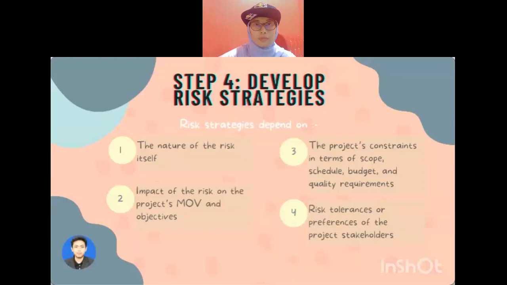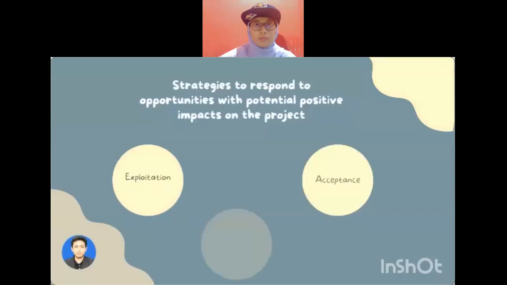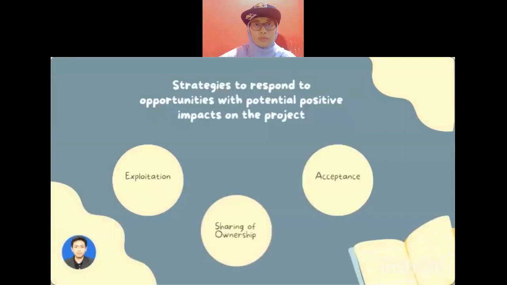The third one is the project's constraints in terms of scope, schedule, budget, and quality requirements. For example, can the organization's response to a particular threat or opportunity be made within the available resources and constraints of the project? Additionally, will additional resources be made available if a particular risk occurs? And the last one is the risk tolerance or preferences of the project stakeholders. For example, how much risk is each stakeholder willing to tolerate, and how committed is each stakeholder to the risk management process? We are moving on to strategies to respond to opportunities with potential positive impacts on the project.